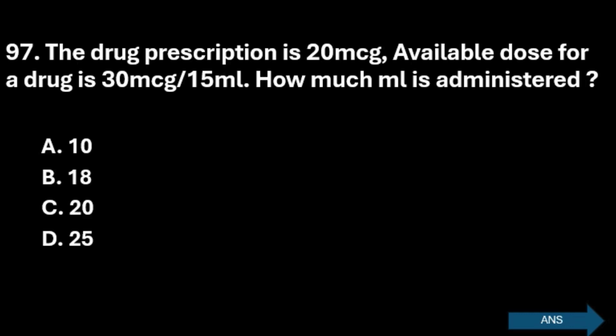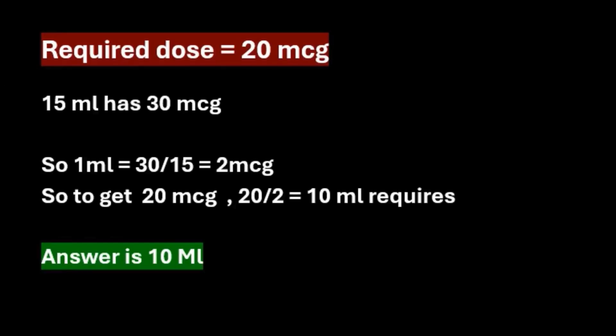This is a drug calculation. Take your own time by pausing this screen and find your answer. Let us go to the answer. The right answer is option A, 10. Let us see the calculation. Required dose is 20 microgram. 15 ml has 30 microgram. So 1 ml has 30 by 15, which is equal to 2 microgram per ml.